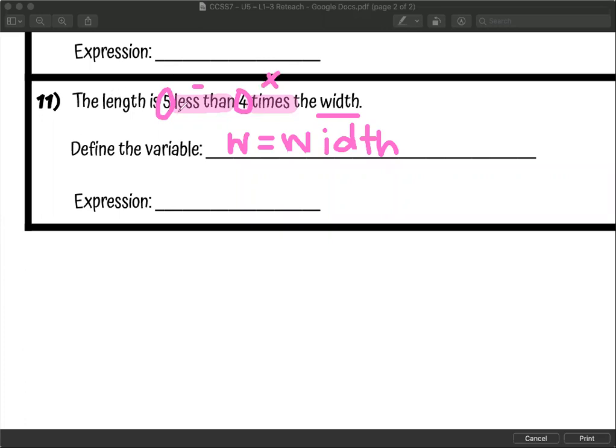What's important to note is anytime we see less than, it's the opposite. 5 less than means we are subtracting 5 from something. What are we subtracting it from? 4 times the width. So 4W. And that's it.